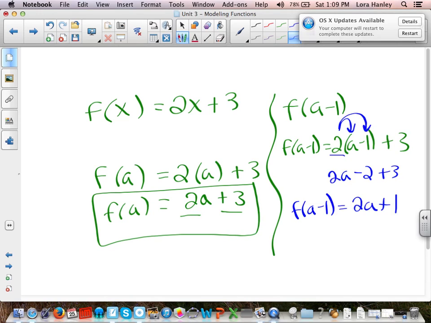And that's just helping us out if we're trying to evaluate something for a new number, and that new number we've had to take away 1 every time we use it. This can be our function rule for that.